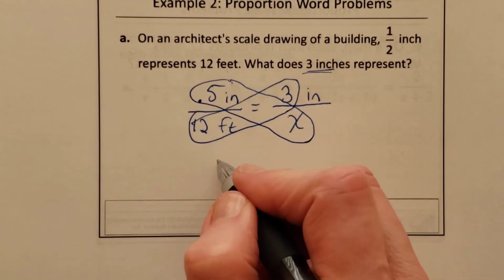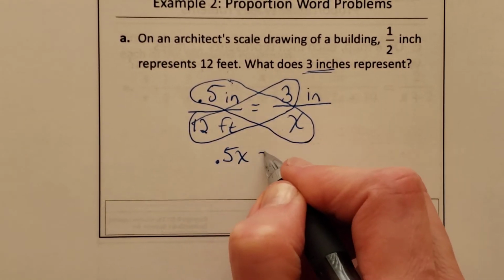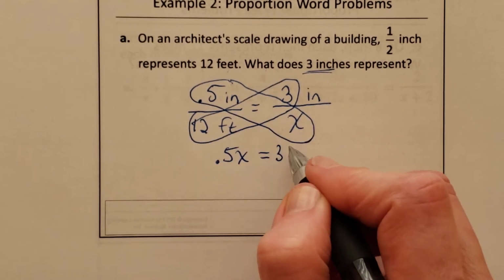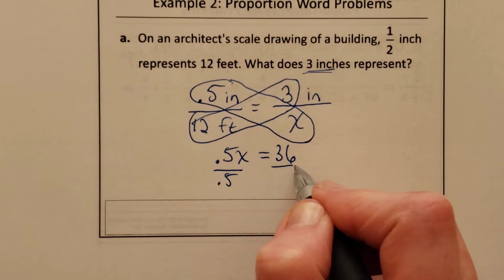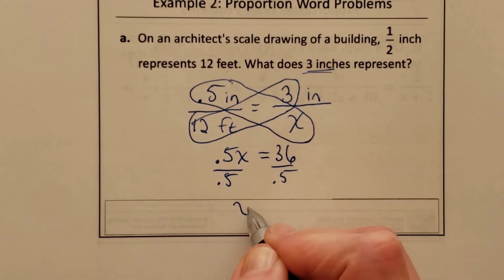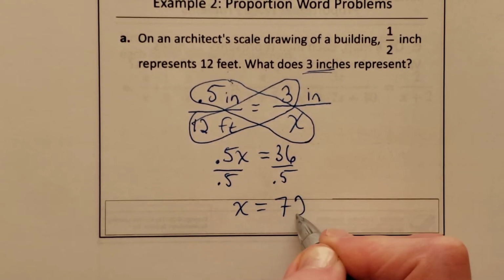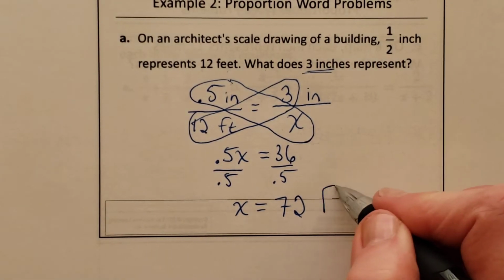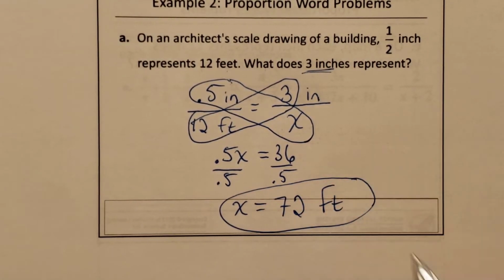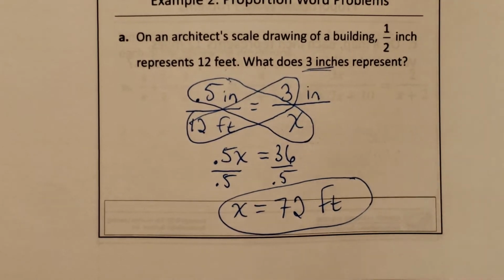So 0.5 times x is 0.5x. 3 times 12 is 36. And now I'm going to divide both sides by 1/2. So x is equal to 72. I'm pretty sure. I'm going to go ahead and put that in the calculator. Divided by 0.5. Yep, 72. So the answer is 72 feet, because that was the question.